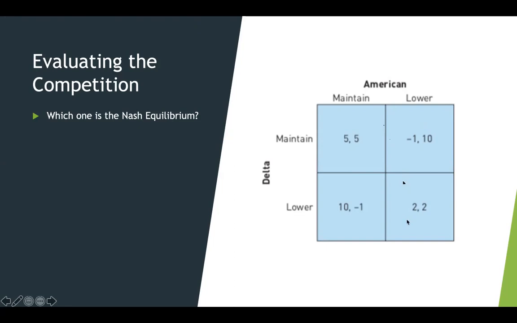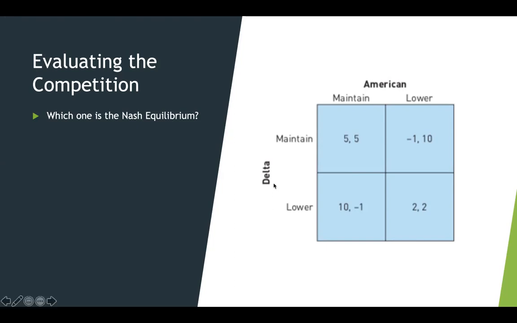So when you want to get the answer of the Nash equilibrium, firstly, you cannot choose the best outcome in the graph. Okay, so here 5 and 5 is the best outcome for the two companies, but it's not the Nash equilibrium. We have to consider our opponent's choices. So here the Nash equilibrium is 2, 2. Why?